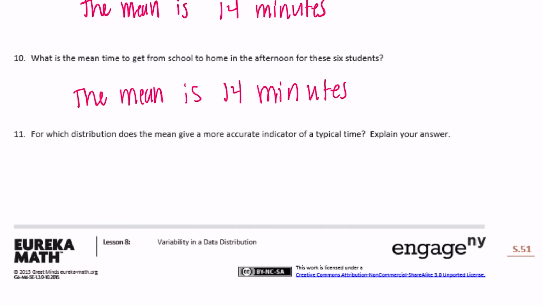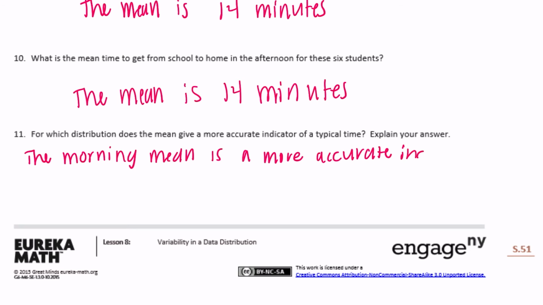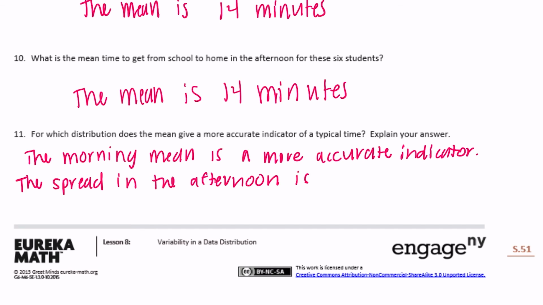Let's say the morning mean is a more accurate indicator. The variability or spread in the afternoon is much greater than in the morning.